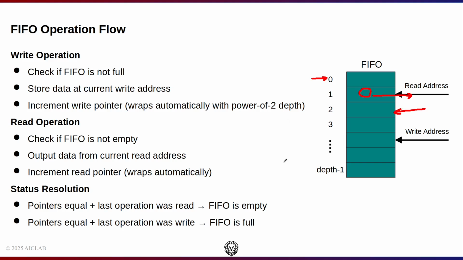Because the FIFO depth is a power of 2, when the write address or read address reaches the end of the array, it wraps back to the beginning of the array. To determine the FIFO flag, we look at the last operation. If the pointers are equal and the last operation was read, FIFO empty is set. If the last operation was write, FIFO full is set.